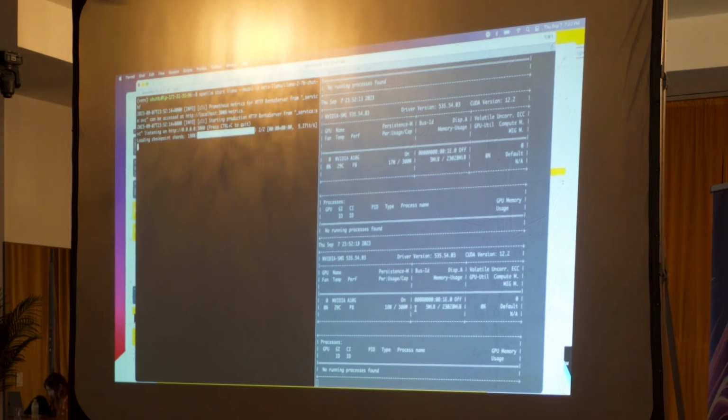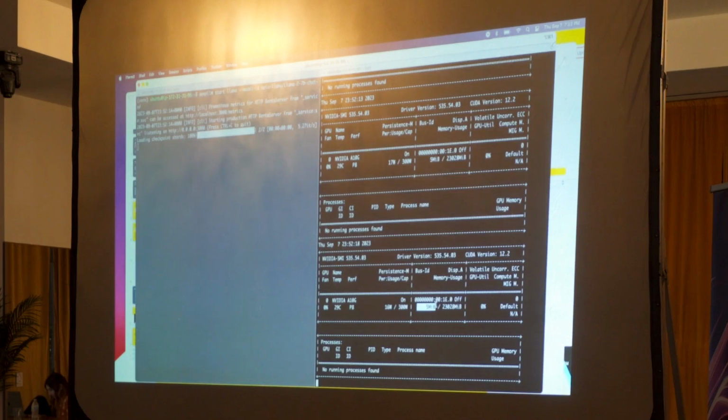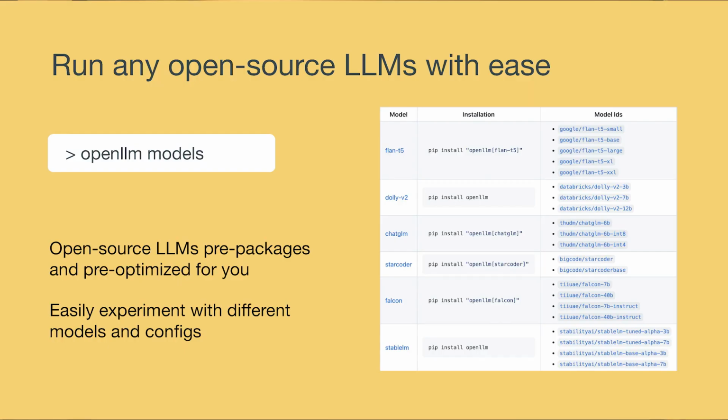So you can see it start to load up the model here as the memory starts to load up. I think it needs to load up to about 13 gigabytes, which is going to take about a minute. So I'll go back to the slides.